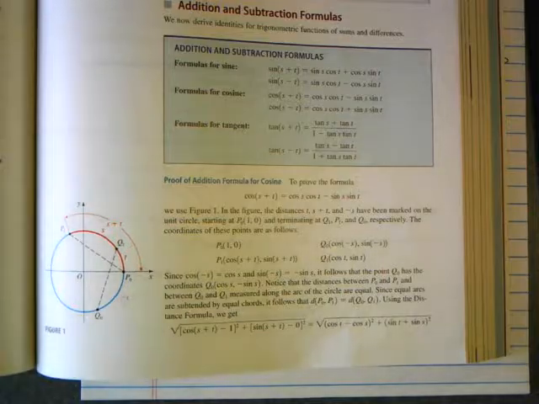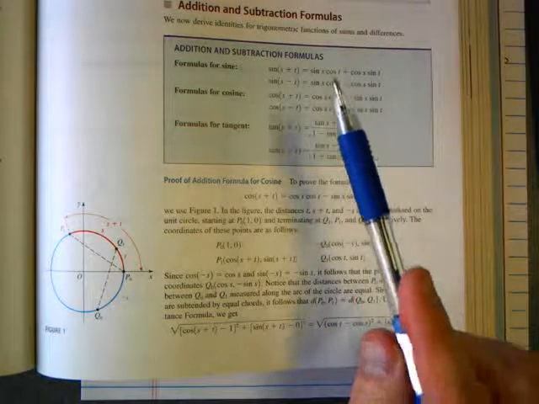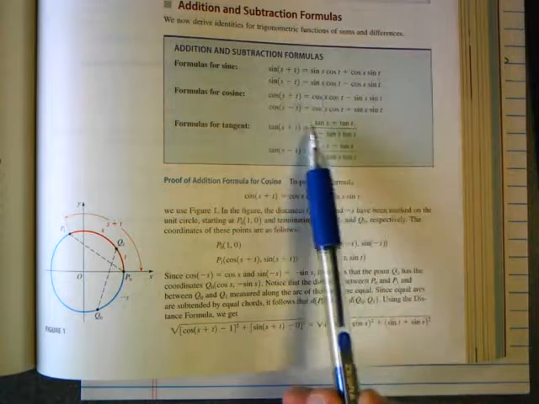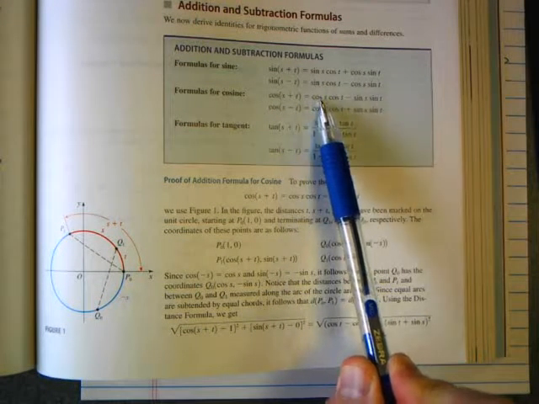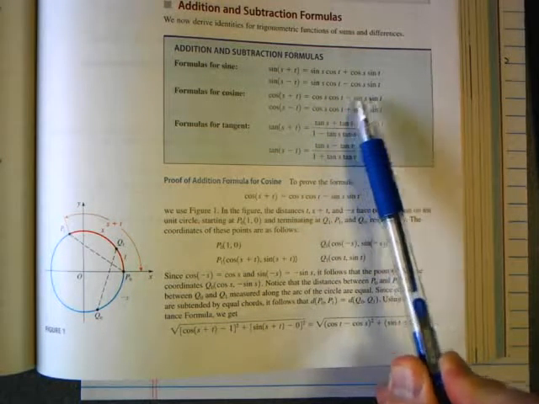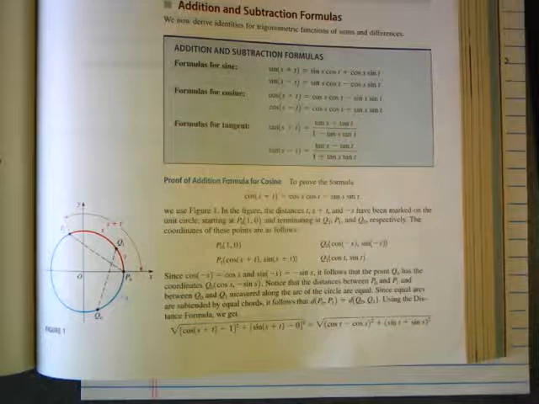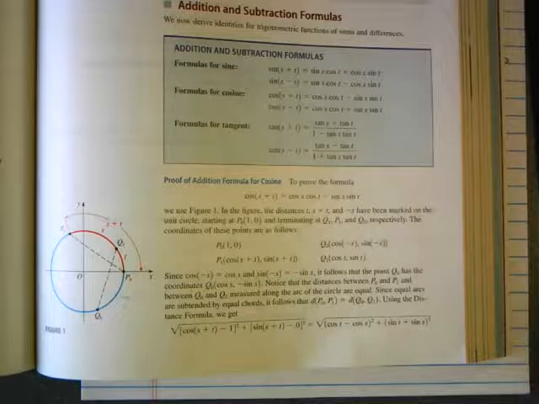Now again, I'm not going to go through why they're all true. But what I want you to recognize is it's not easy. Cosine of s plus t, you take cosine s, cosine t, minus sine s, sine t. And that's how these work. Okay? Questions on that?